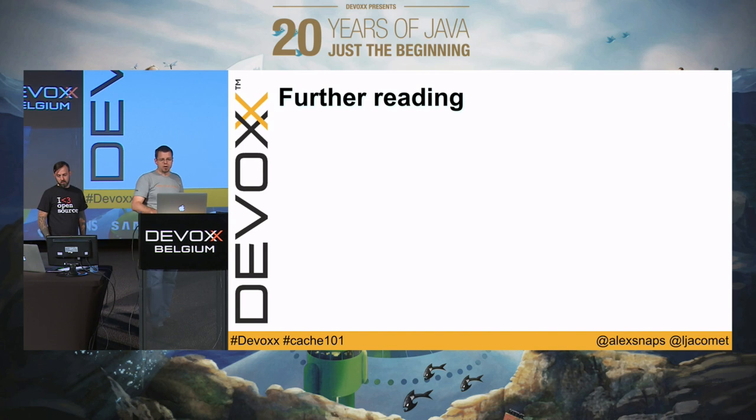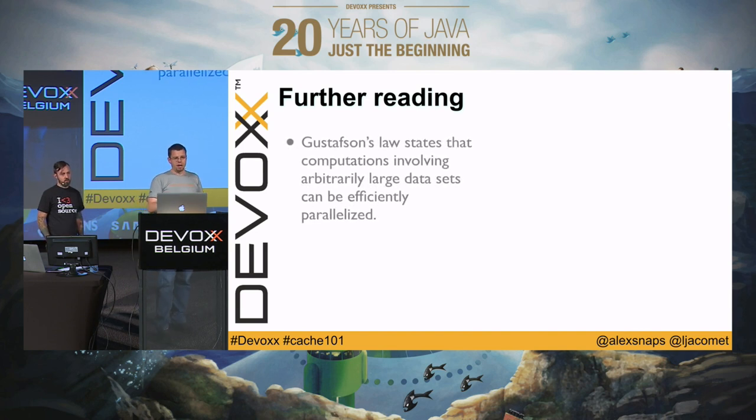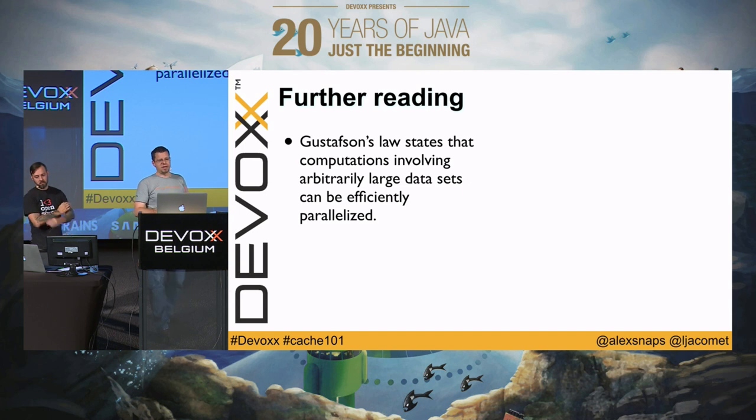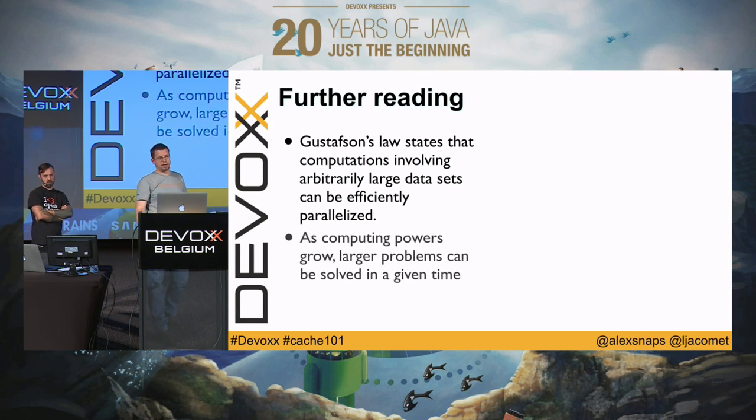So that's a quick introduction. Amdahl's law, today you'll see it linked with Gustafson's law, which states that computations that have really large or arbitrarily large data sets can be efficiently parallelized. So it's a more modern version of Amdahl's law. And what that says is that when computing power grows, you can solve larger problems in a given time. And of course, if you're looking for performance, wanting to use caching, that's also one of the returns you can get. You may not be able to do what you wanted to do in less time because of the sequential bits, but you may be able to just analyze more data.